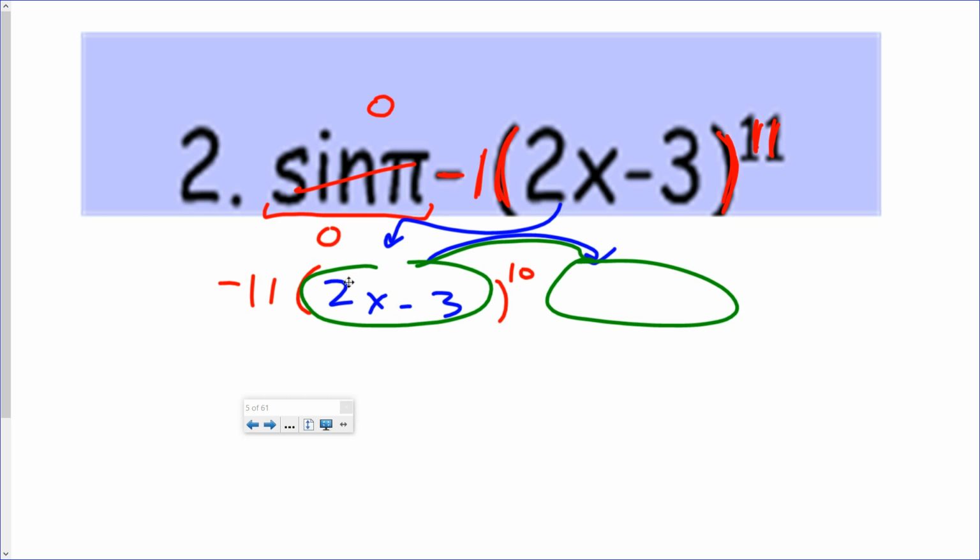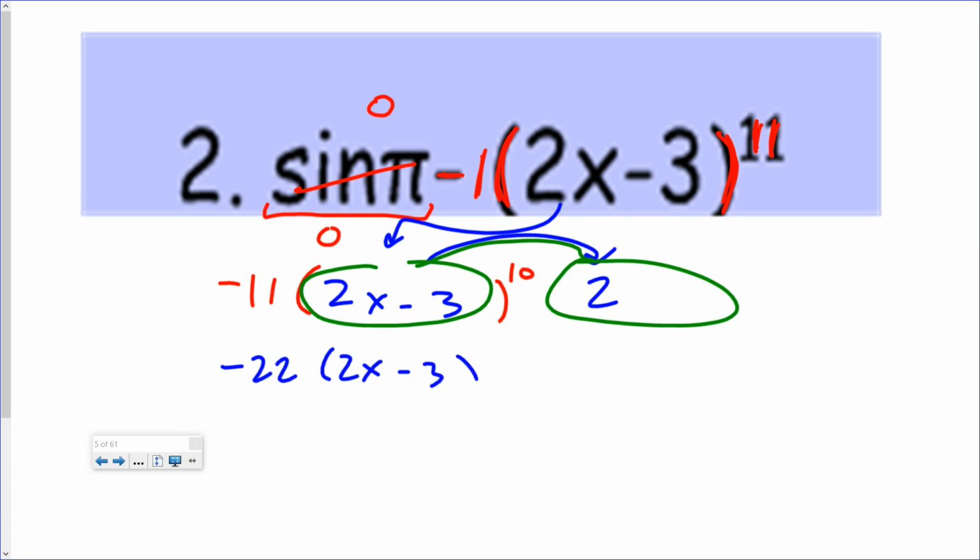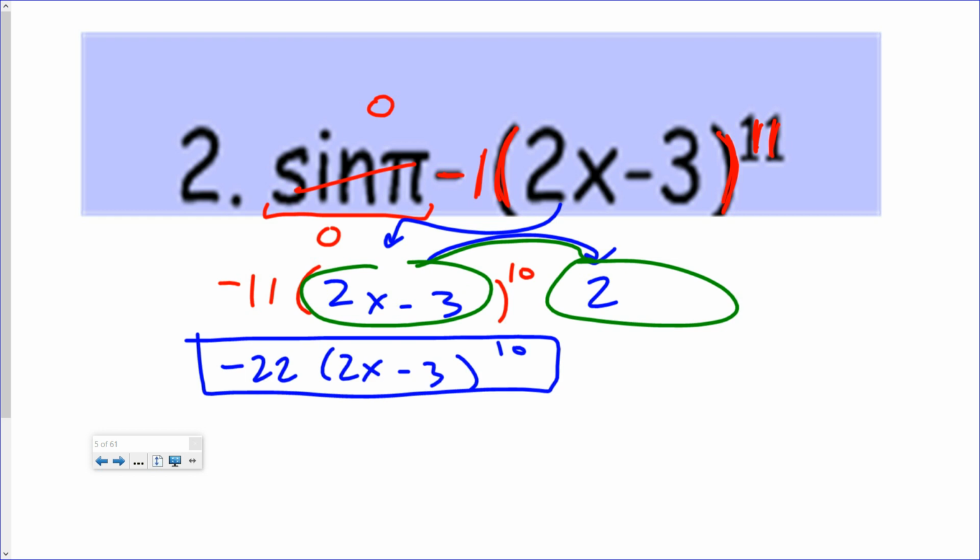Okay? So if this is 2x minus 3, what's the derivative of 2x minus 3? 2. All right, this is a great answer. It's just that I like you to multiply all the monomials or all the numbers together, so this is a better answer for me. Okay, any questions on this problem?